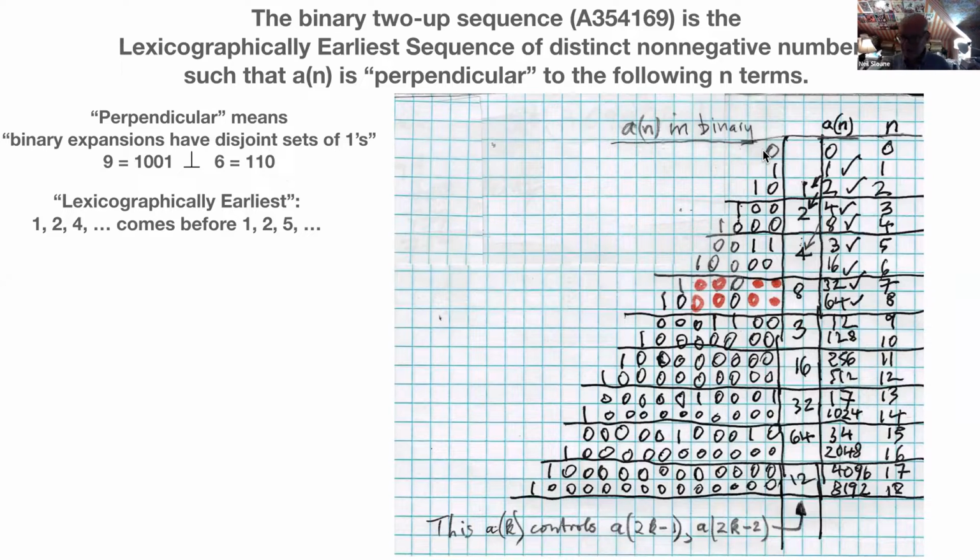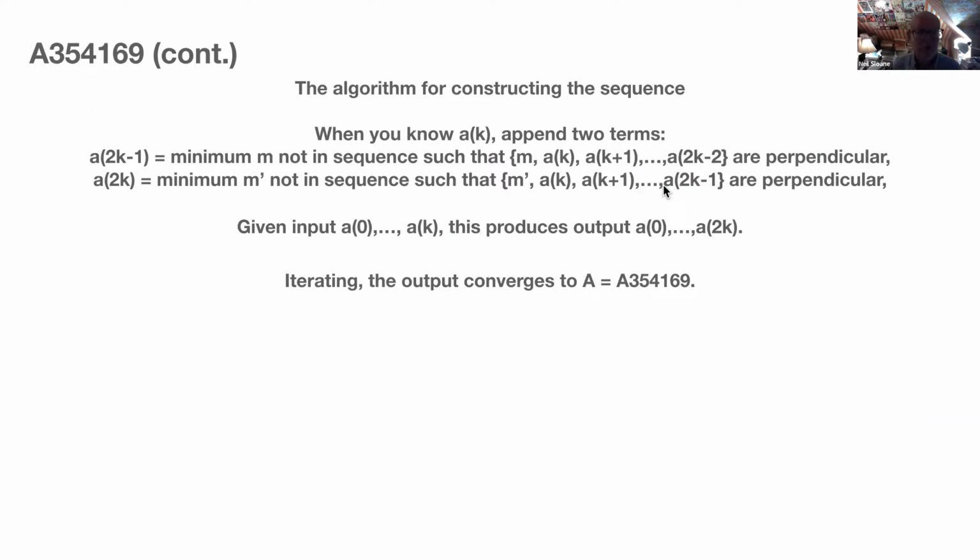And there's a picture of the computation of the first 18 terms. And it goes up 2 steps at a time. That's why it's called the 2-up sequence. It's not related to the Australian gambling game of two-up.